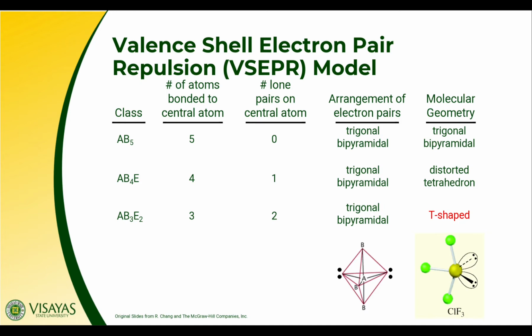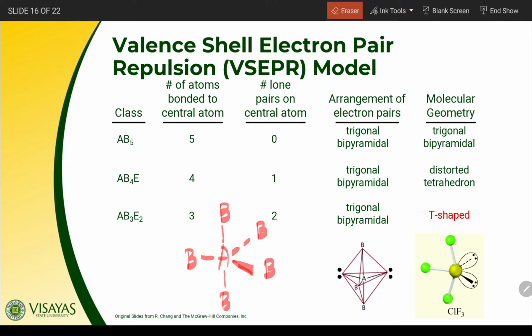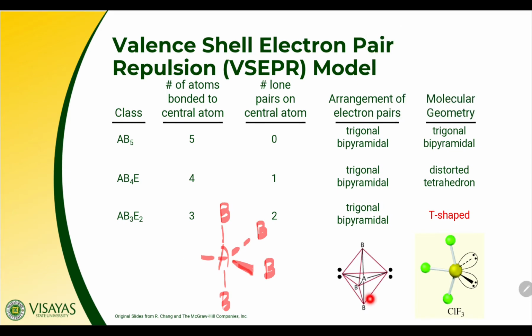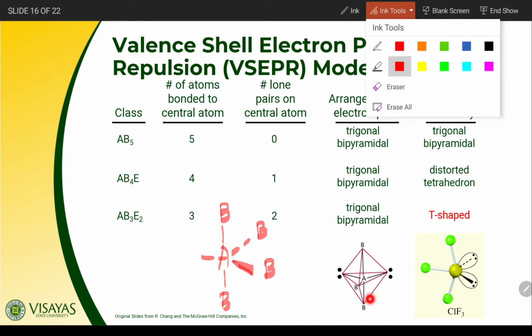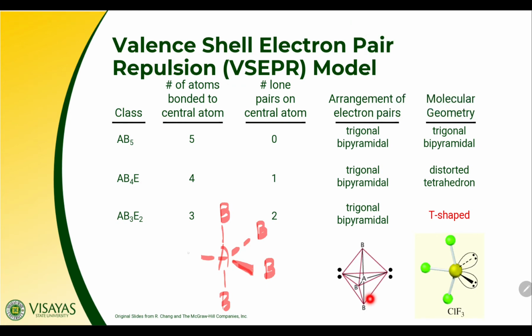So let's go back to drawing the AB5. We have one bonded atom at the top, one at the bottom, one on the side, one projected to the back, and one projected to the front. How do we draw AB4 again? We remove this atom and replace it with an electron pair, right? So this is our distorted tetrahedron or the seesaw.